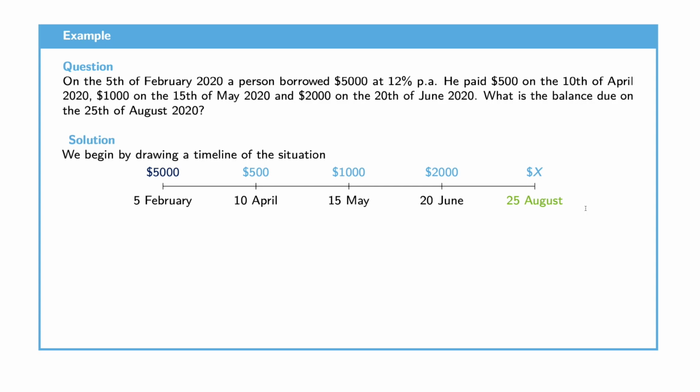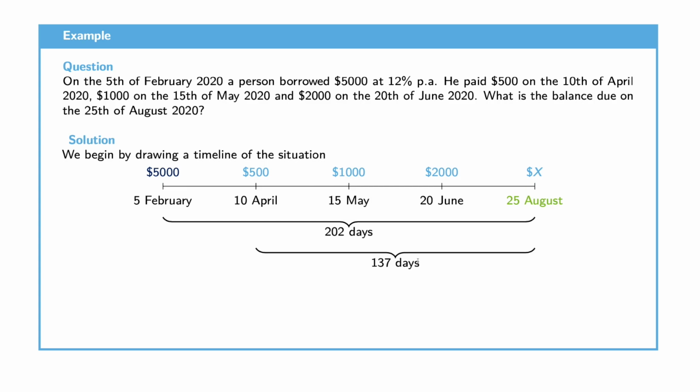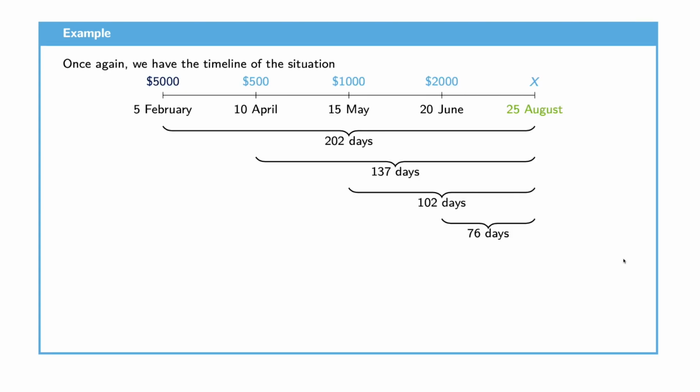So the first thing to note is we are in a leap year, 2020, which means if you were to calculate how many days there are between the 5th of February and the 25th of August, there are 202. There are 137 days between April 10th and August 25th, 102 days between 15th of May and 25th of August, and finally there are 76 days between 20th of June and 25th of August. So again, I'm just going to put that diagram up for us.